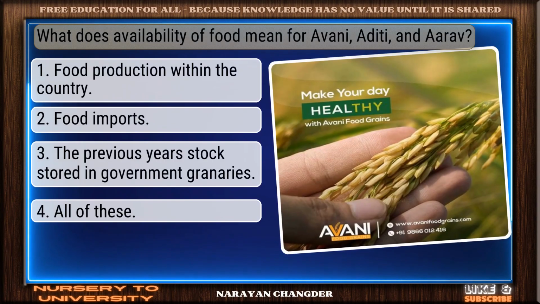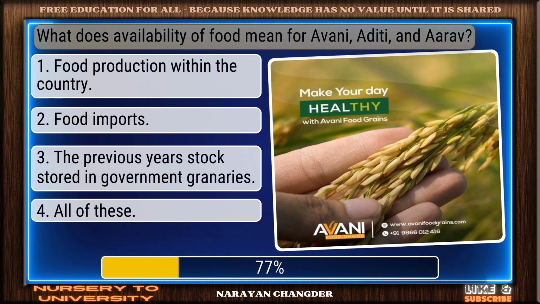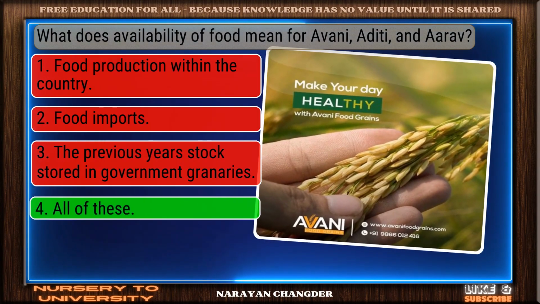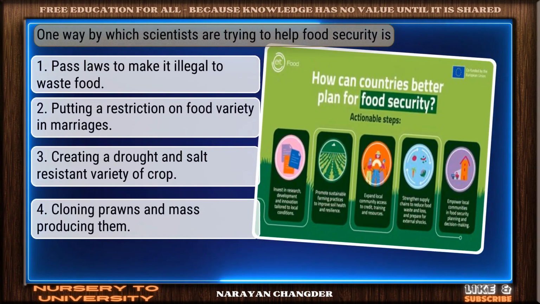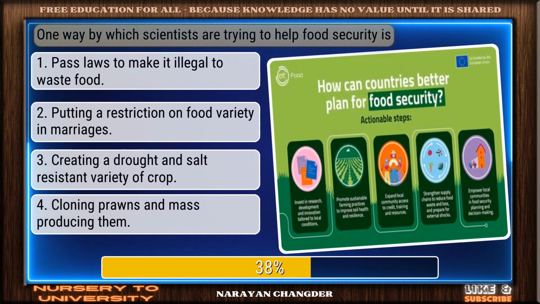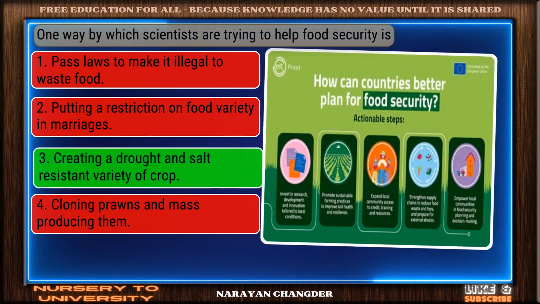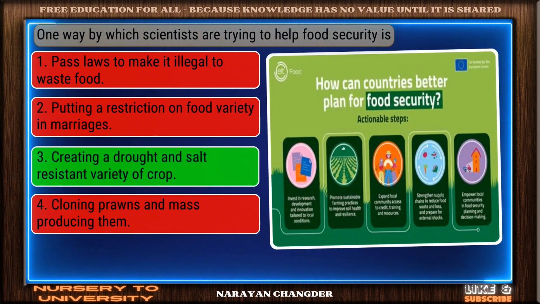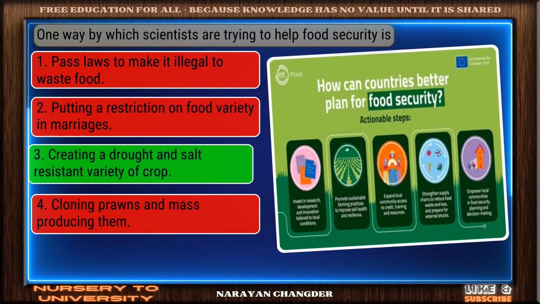What does availability of food mean for Vani, Aditi, and Rav? You got it. Your choice, all of these, is right. One way by which scientists are trying to help food security is. Clear logic. Your choice, creating a drought and salt-resistant variety of crop, is sound and 100% true.